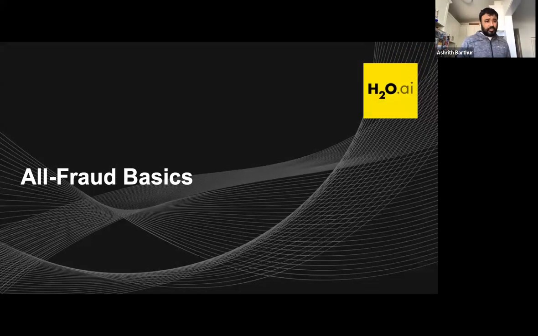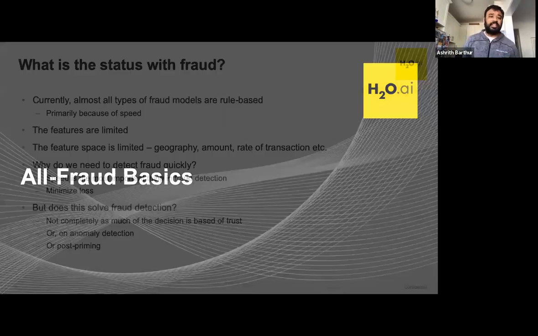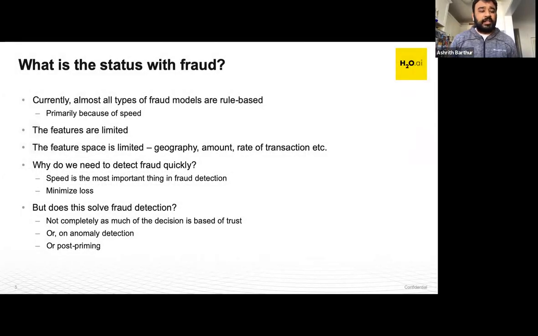So what are we looking at when it comes to fraud? What is the current status of fraud itself? So much of the fraud space is covered by rules-based systems, and it's not something that requires a lot of brain power to actually identify. Why so? Primarily because rule-based systems are extremely fast. They're really good at identifying behavior, and speed is the one thing that actually matters when it comes to rule-based systems. But there are some limitations as well. The features are very limited, and that's something you pay as part of the price for the speed. The feature space itself is limited.